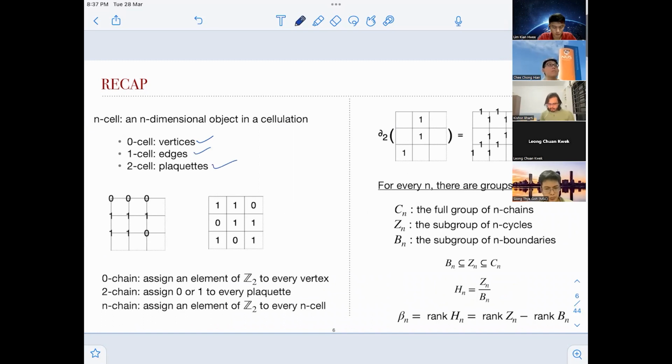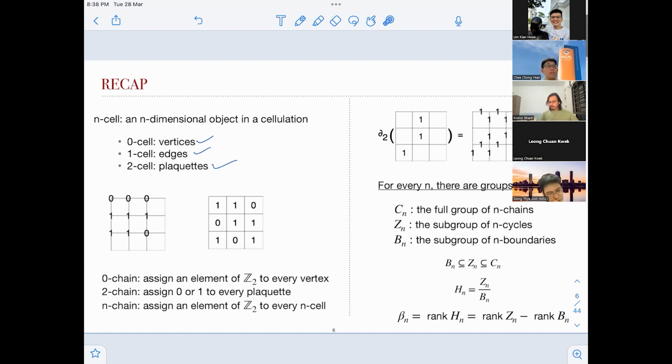Then we discussed the notion of a zero-chain, an assignment of an element of Z2 to every vertex. You have a set of vertices, and you are interested only in a subset of them, so you assign 1 to those and 0 to the others. So a zero-chain is nothing but a particular subset of the set of vertices. Similarly, a two-chain is an assignment of 0 or 1 to every plaquette, again a subset of the set of plaquettes. And similarly, we can talk about n-chains.